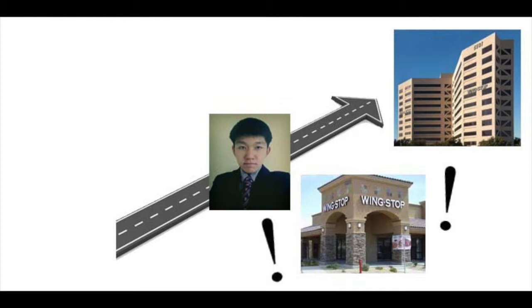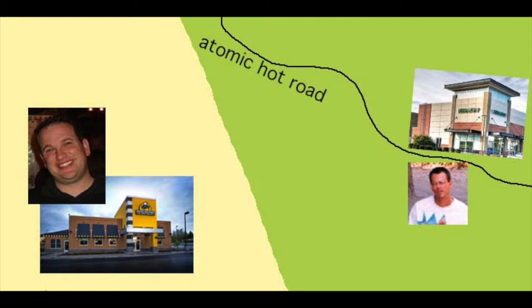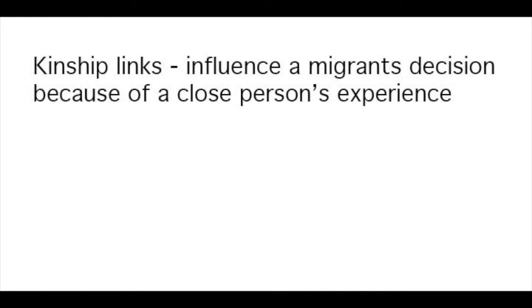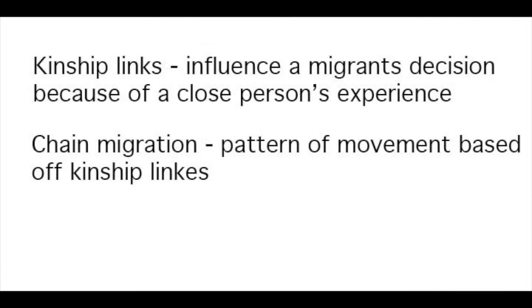When deciding to move, a person would consider areas that others have successfully prospered in. Let's say a certain Jopo wants to go work someplace else because his job at B-dubs isn't satisfying enough. He knows that his friend, Mr. McManaman, has a very solid job at the Wingstop location near Atomic Hot Road. He will probably move towards Mr. McManaman because he believes in his location. This is an example of kinship links. This creates the phenomenon of chain migration. When chain migration builds upon itself, it creates hordes of people swelling into new areas called immigrant waves.